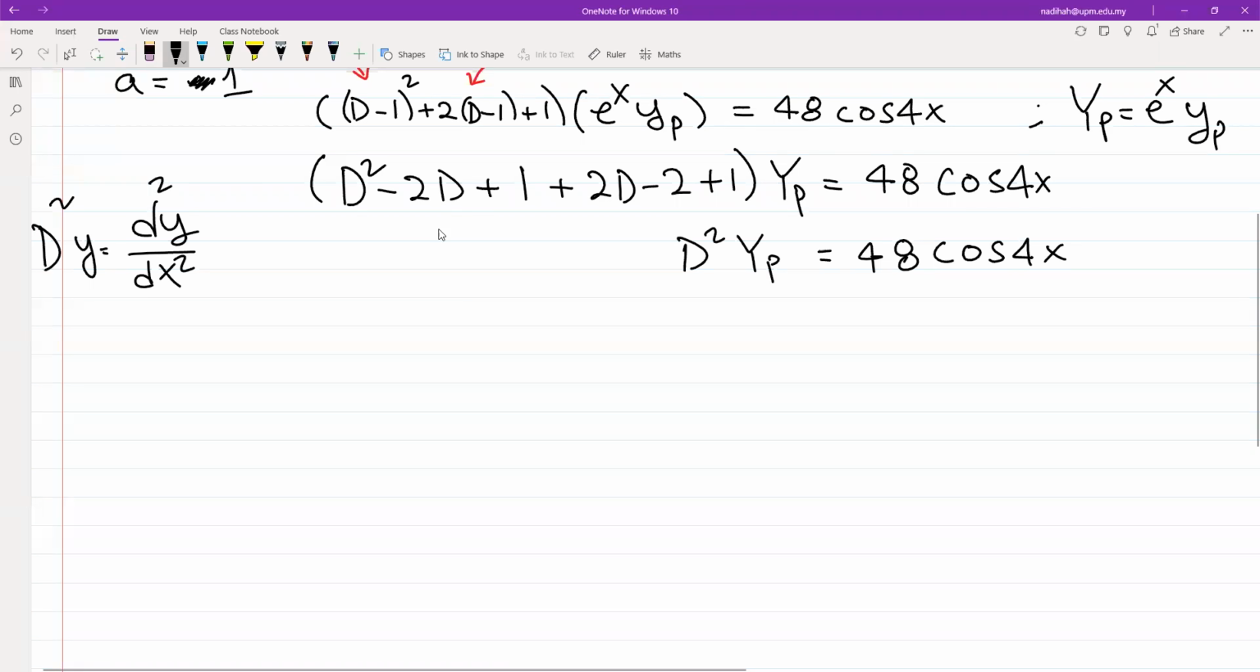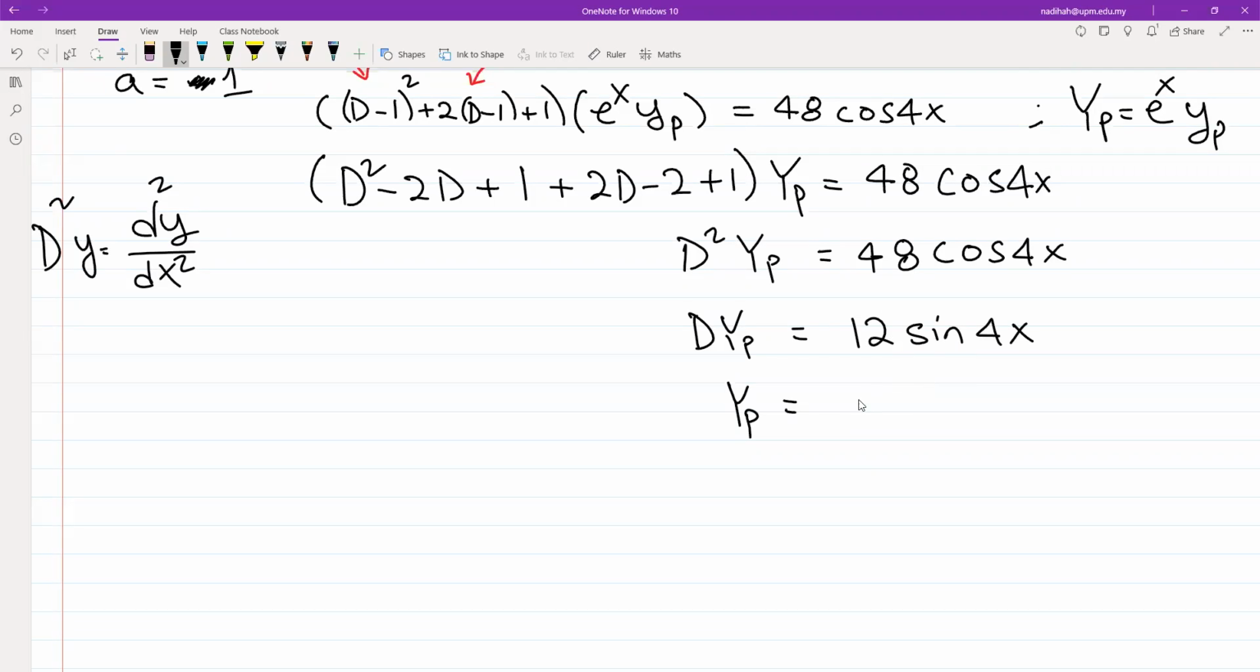Okay, so to get yp, what you need to do is just integrate twice. So yp prime is just 48 divided by 4, that will be 12 sine 4x by integration, and then to get small yp, integrate another time, which is 12 by 4 minus 3 cosine of 4x.